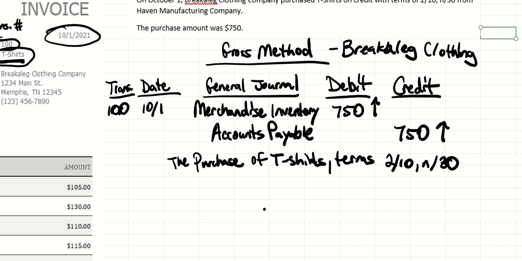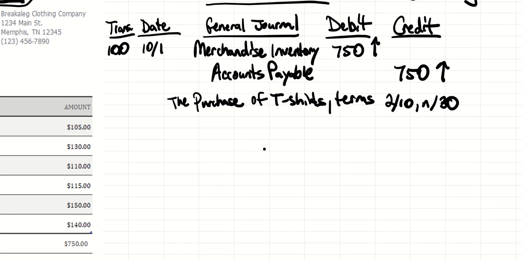All right, so let's say that the payment was made within the discount period, and we'll use a different transaction number. I'm just going to put on here transaction 101, and we'll say that the payment was made on October 8th. So since the cash payment was made on October 8th by Break-A-Leg, we know that that's a payment that was made within the discount period.